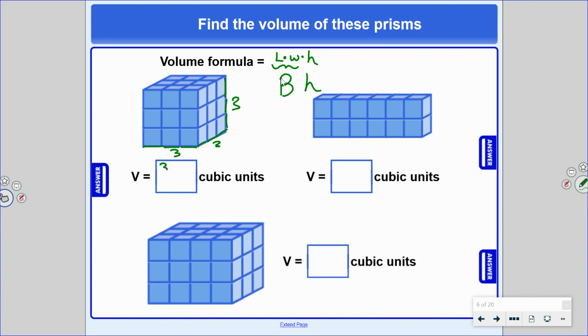So what we have is 3 by 3 by 3, or 27 cubic units. On the next one, we have 1, 2, 3, 4, 5, 6 for a length. We have 1 for a width, and we have 2 for a height. Using the formula of 6 by 1, that would be 6 square units for the base, and then stack them 2 units tall. Final answer of 12 cubic units. Do this next one on your own.